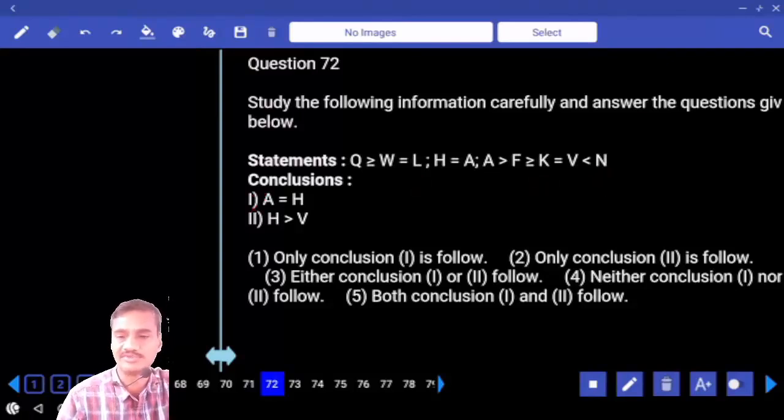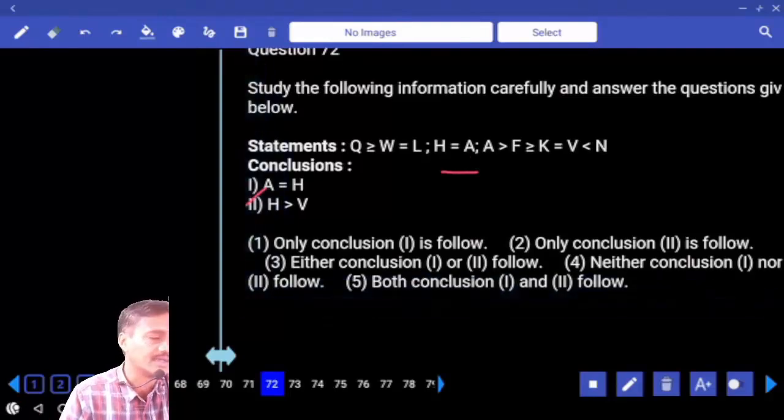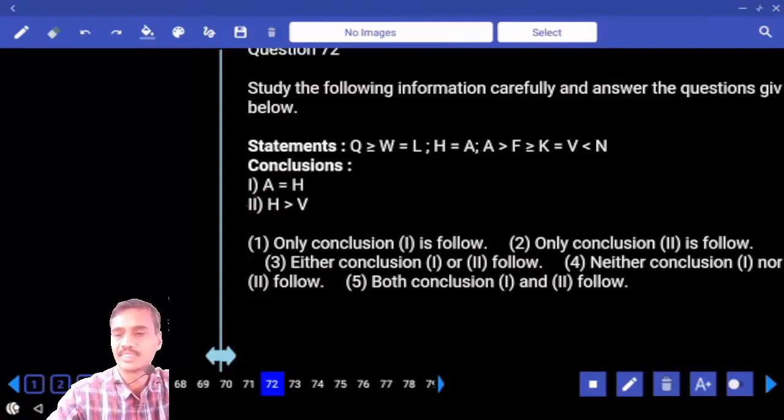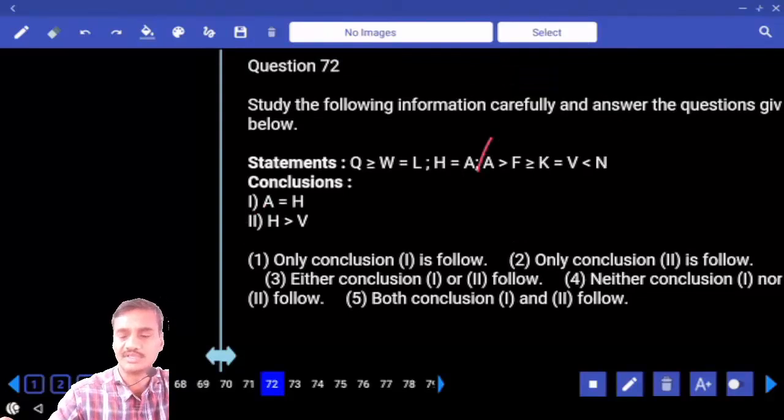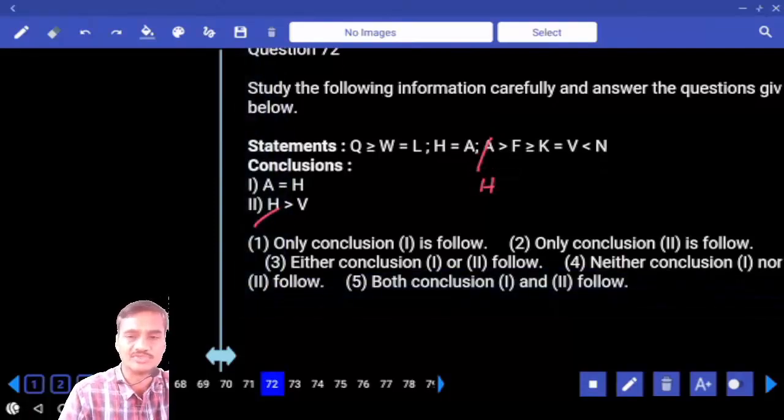Then coming to this 72, A and H. Now A equals H, it is straight away given. And next one, H and B. Now H is here and B is here, isn't it? H equals A, hence in the place of A, you can write it as H. Now H greater than B is definitely true. Hence, what is your answer? Both 1 and 2, choice for 72.